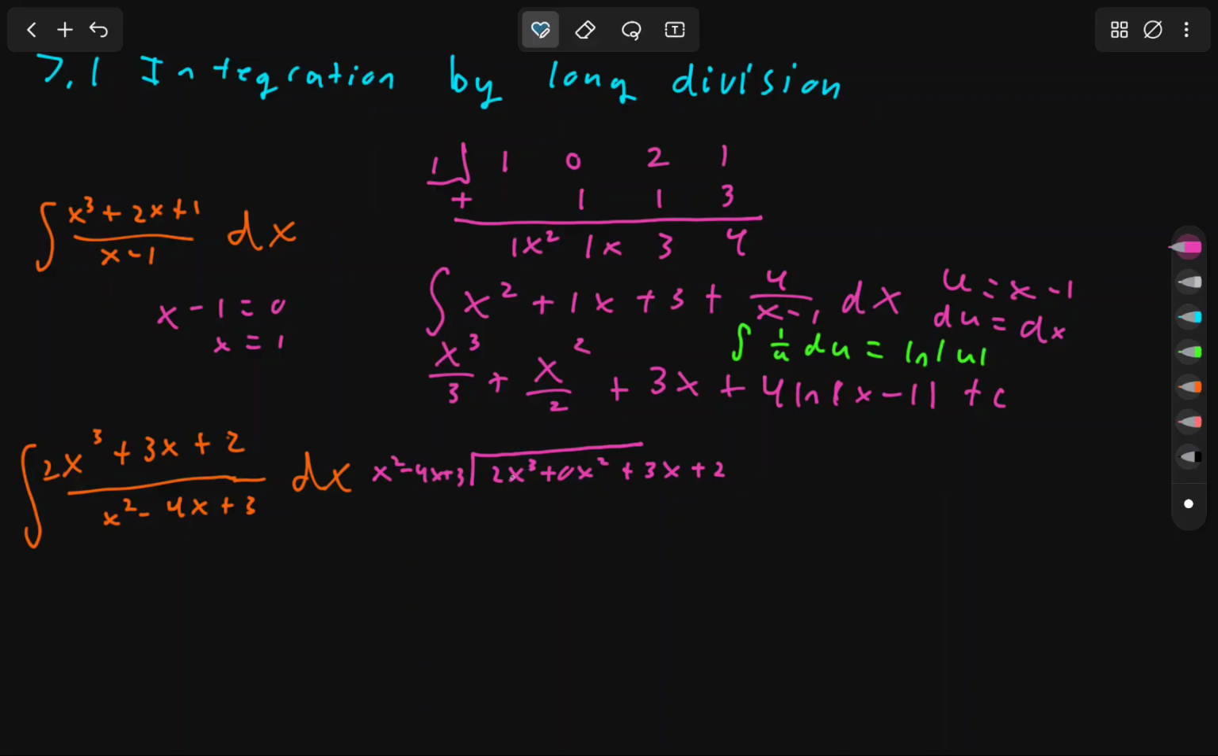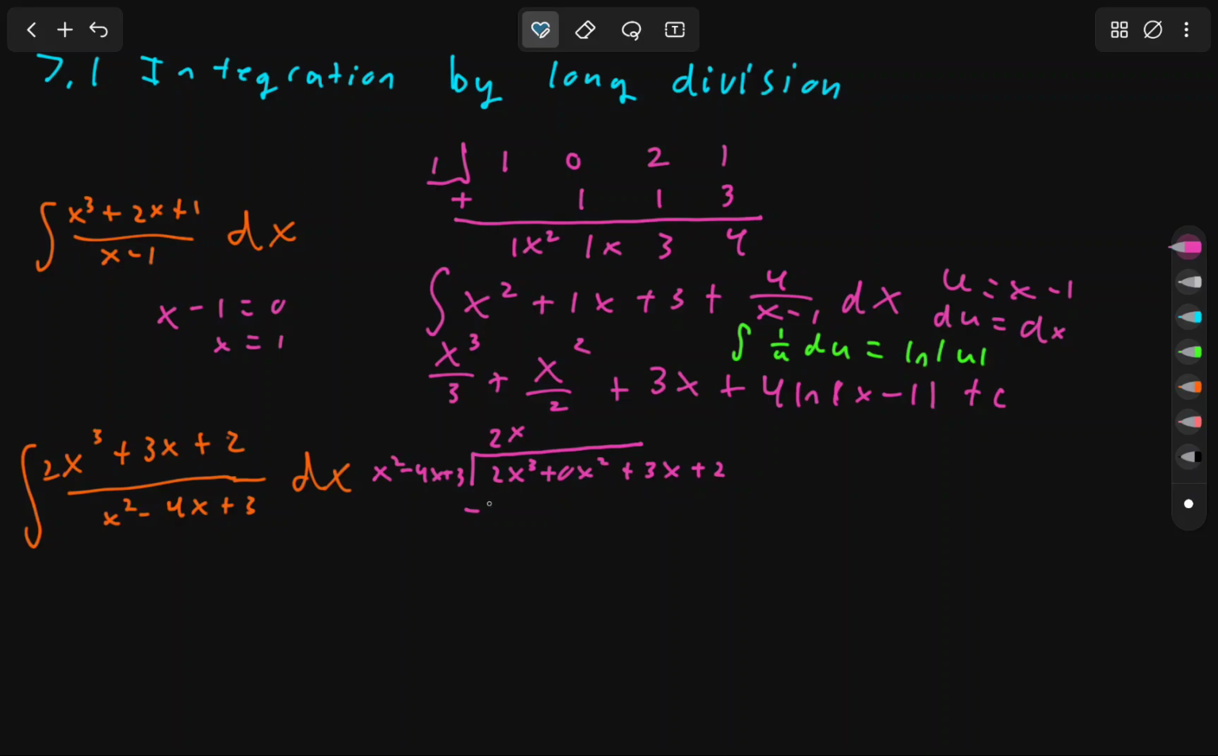Alright, well, let's just worry about the highest power of x here. What do we have to multiply x squared by to get 2x cubed? And the answer to that is going to be 2x. So we're now going to subtract off whatever this times this is.